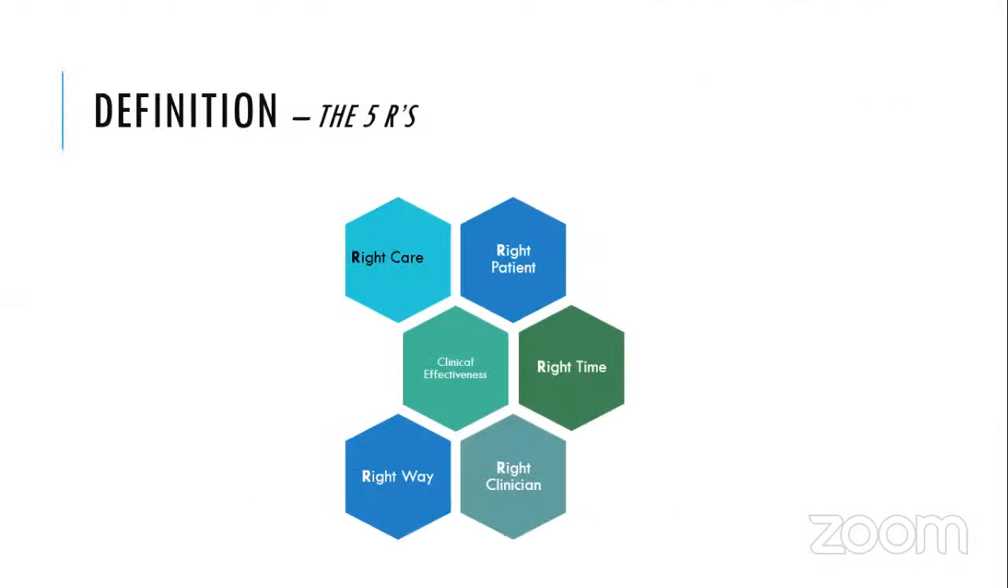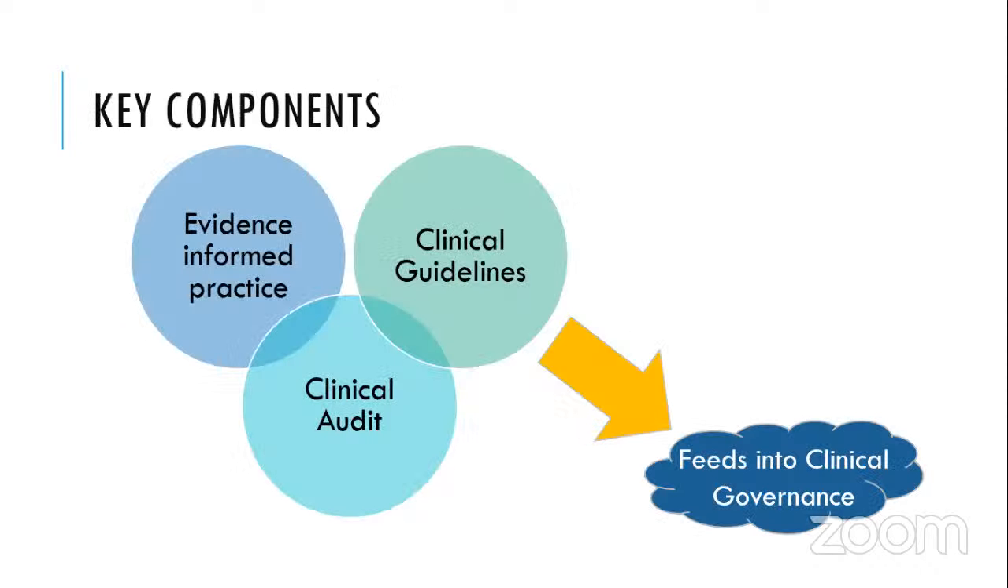Clinical effectiveness is one of the major role players in clinical governance. It is defined by the 5 R's: right care provided to the right patient, one who's informed about their condition and involved in decision-making, at the right time, by the right clinician, with the right skills and in the right way. The 3 components of clinical effectiveness are evidence-informed practice, clinical guidelines, and clinical auditing.